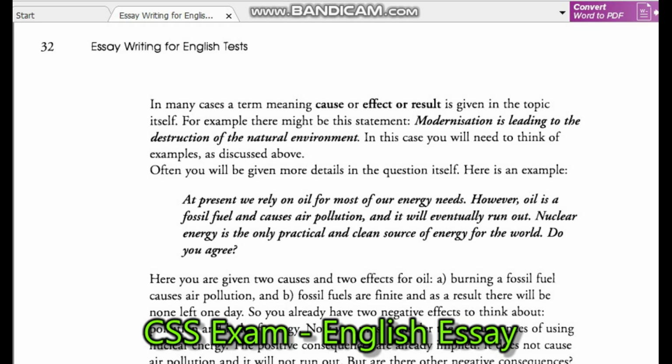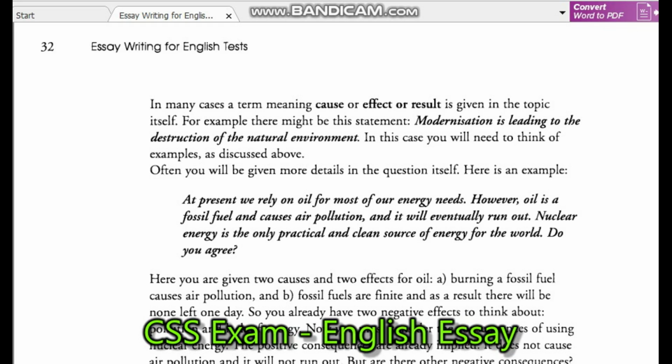In many cases, a term meaning cause or effect or result is given in the topic itself. For example, there might be this statement: modernization is leading to destruction of the natural environment. In this case, you will need to think of examples as discussed above. Often you will be given more details in the question itself.